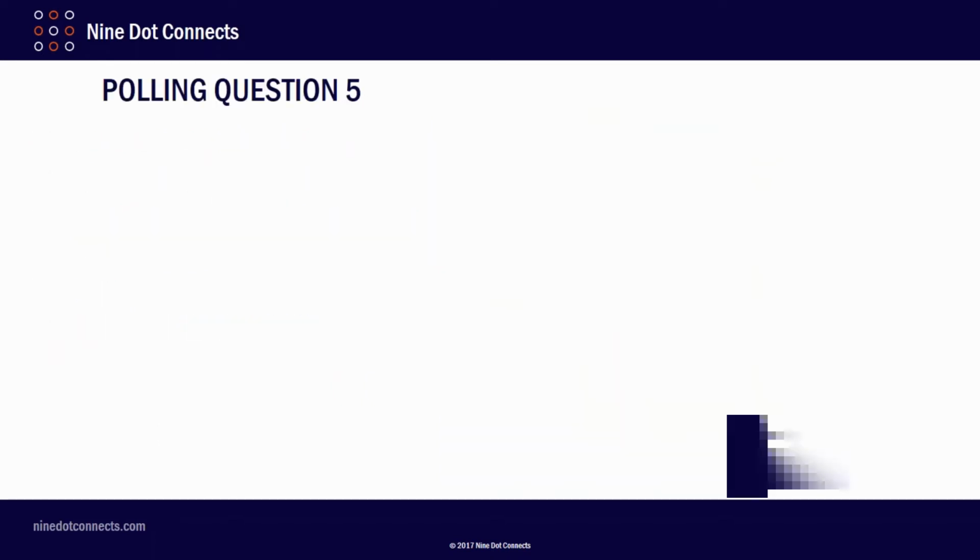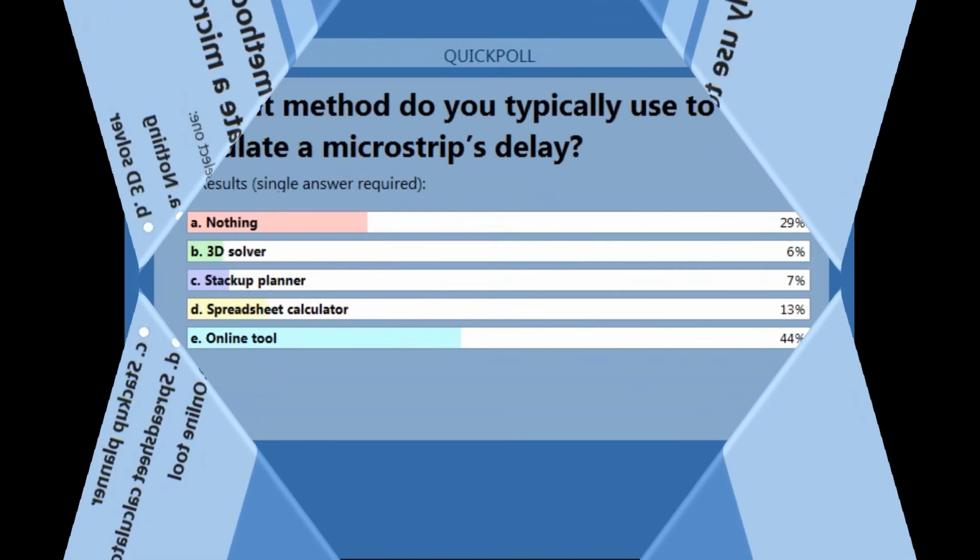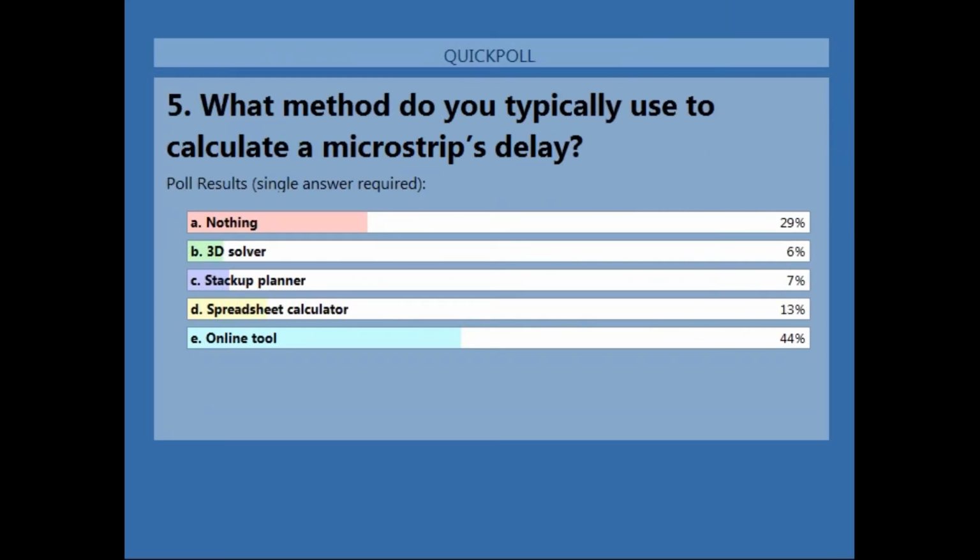So polling question number 5. Yeah, so 29% show nothing, 6% show 3D solver, 7% a Stackup planner, 13% a spreadsheet calculator, and 44% use online tools.